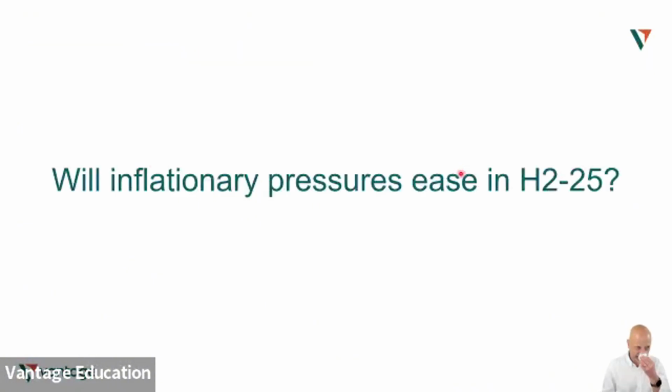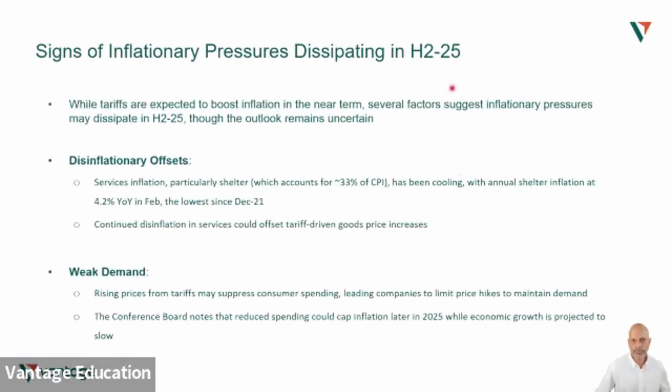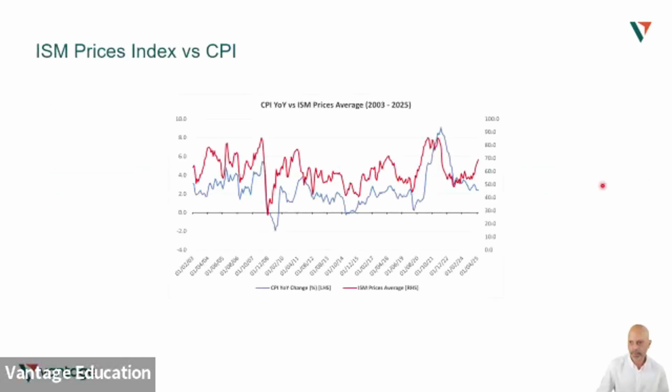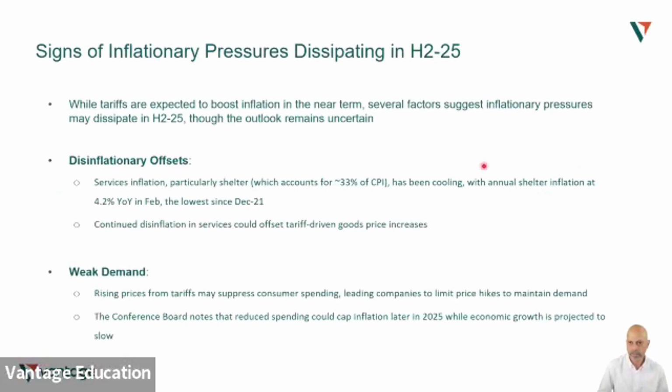Now, will inflation pressures ease in the second half of this year? Let's take a look at what are some of the signs. While tariffs are expected to boost inflation in the near term, this is what we are expecting in June and July, especially when ISM prices start to accelerate, we can typically expect consumer inflation to pick up as well. So in the near term, we could see CPI or consumer inflation accelerate, particularly for the months of June and July. However, several factors suggest inflationary pressures are likely to dissipate in the second half of 2025. But of course, the outlook continues to remain uncertain.